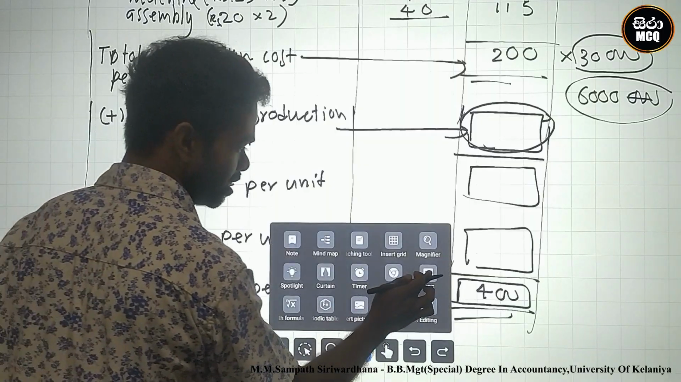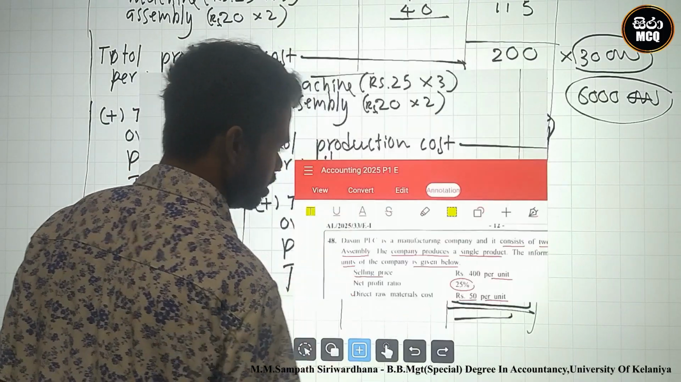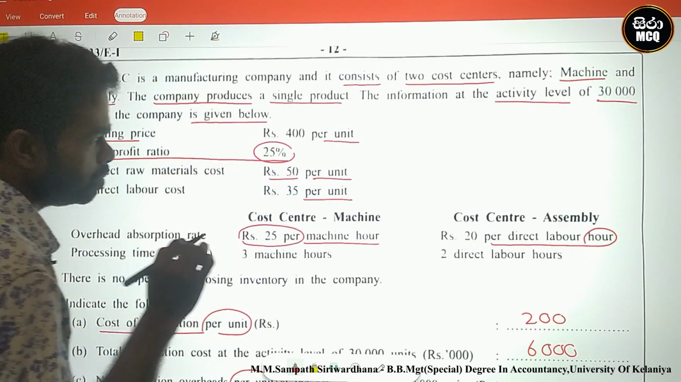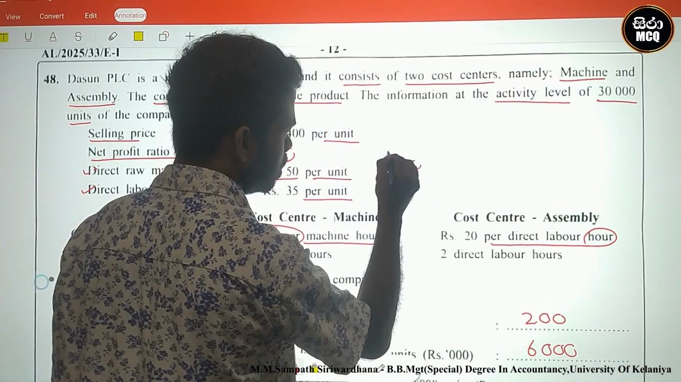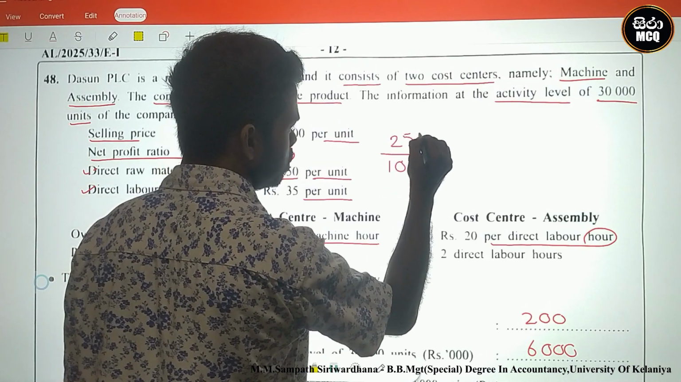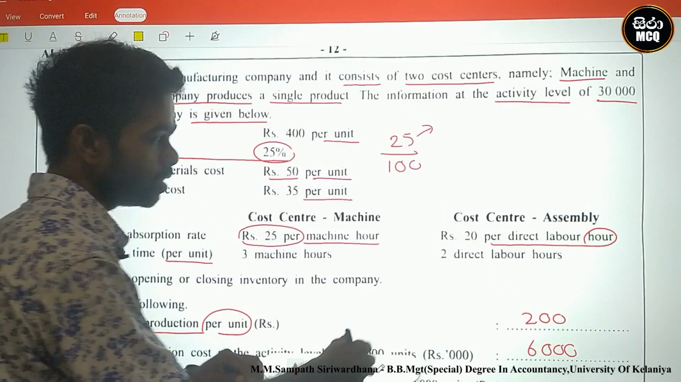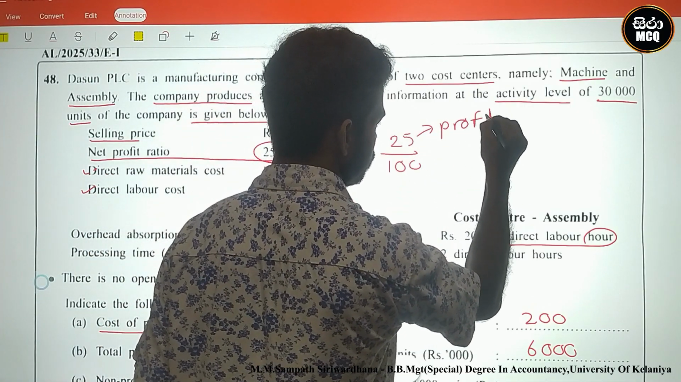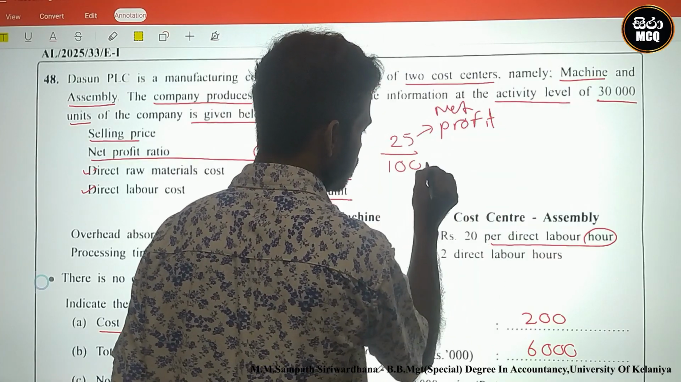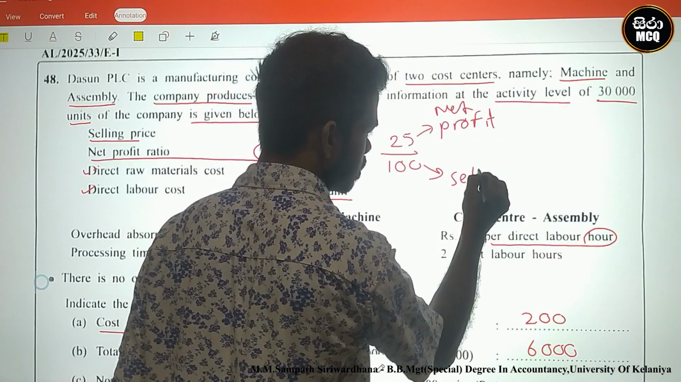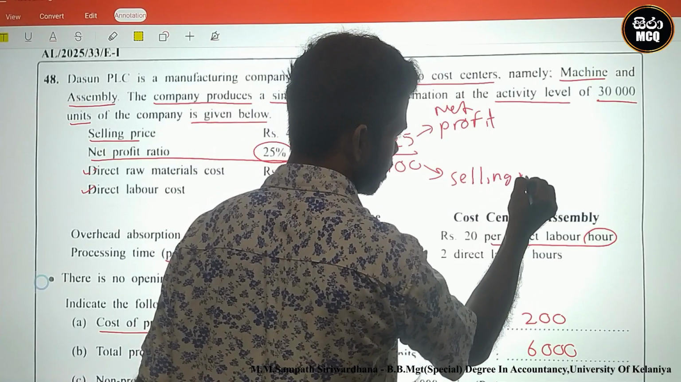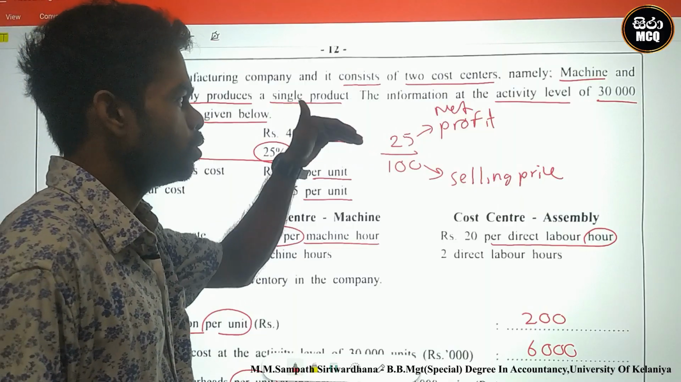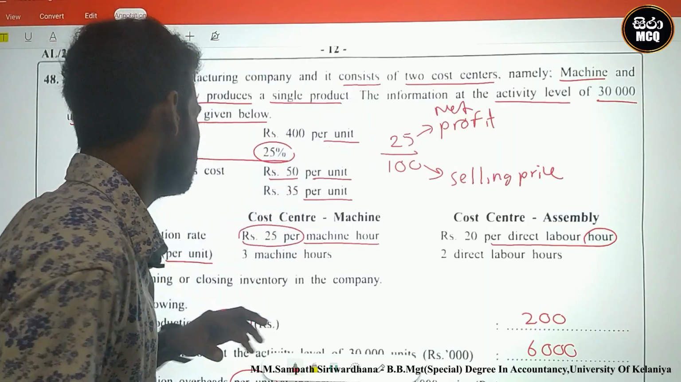Okay, look here. Next one, we can use the other information. Look here, net profit ratio 25%. What is the meaning of net profit ratio? 100 to 25. This is the net profit, and this is the selling price. Okay, the 100 is the selling price, and 25% means 25 is net profit.